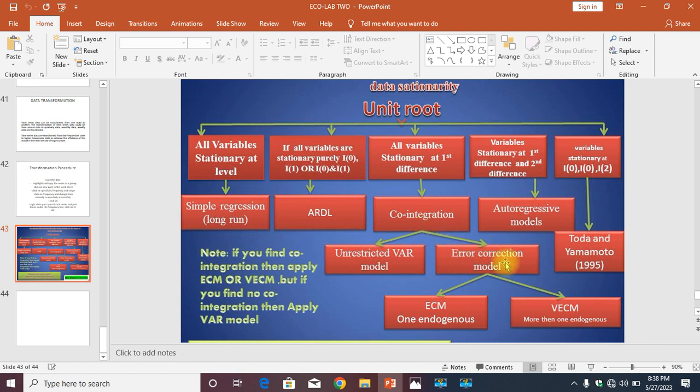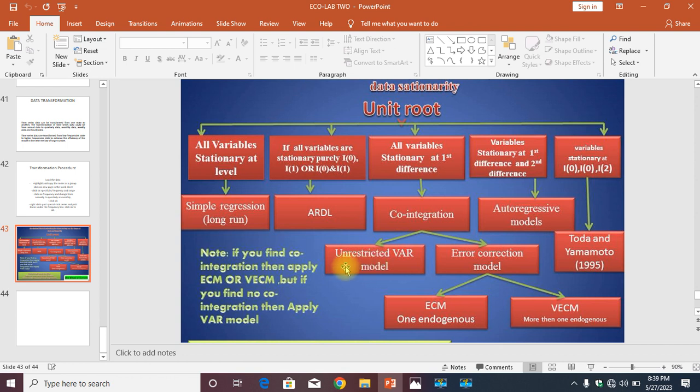So back to the unrestricted VAR model. The unrestricted VAR model, which I said previously, is applicable whenever you have no co-integrating relationship in the Johansen co-integration. Recall that when we are discussing the Johansen framework, we make inferences from the trace statistics and the max-eigen statistics. And whenever the decision of the max-eigen statistics conflicts with the decision of the trace statistics, the trace statistics takes preeminence.